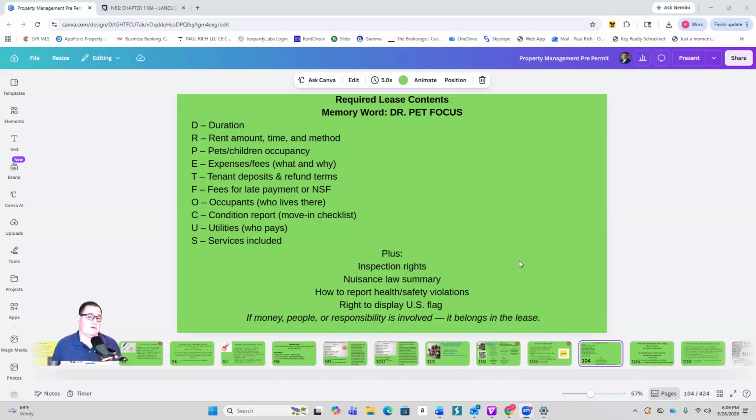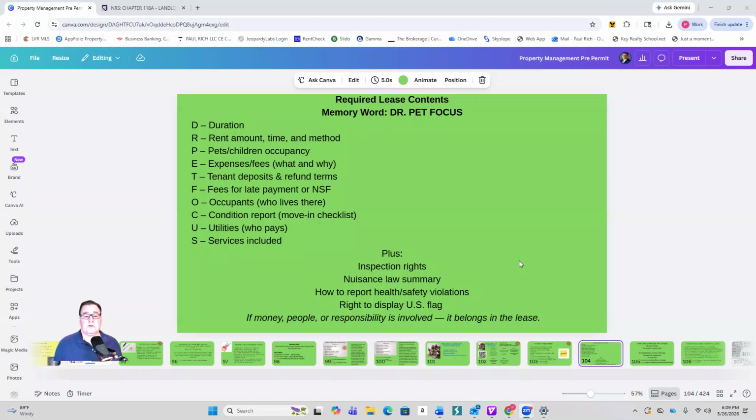P is that you must address pets and children occupancy. E stands for expenses and fees, the what and the why. T is the tenant deposits and the refund terms. F are the fees for late payments or NSF charges. O for the occupants, in other words, who's living there.